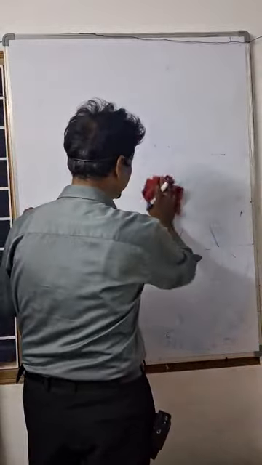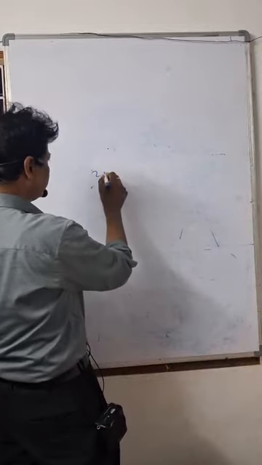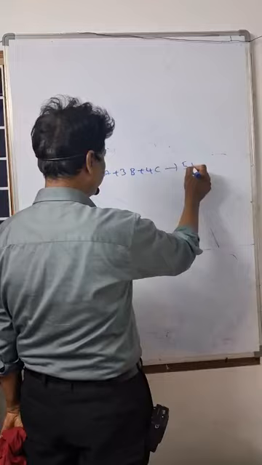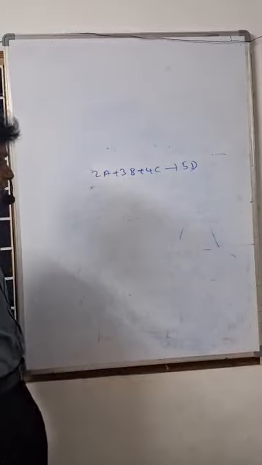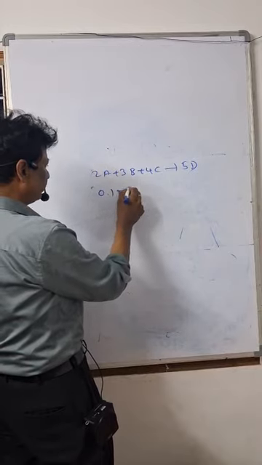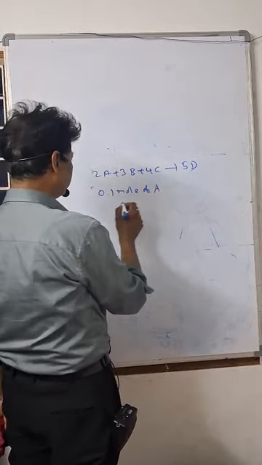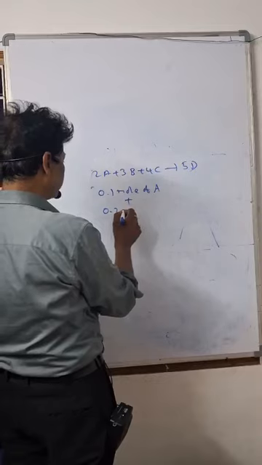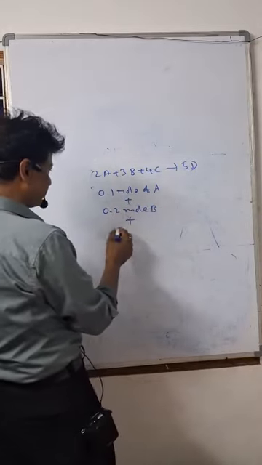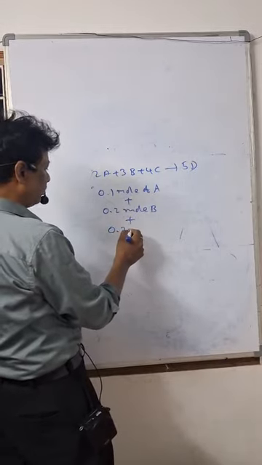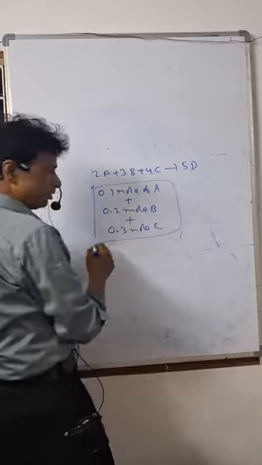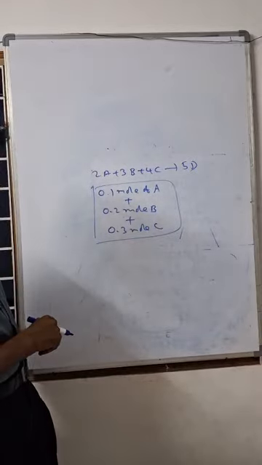I'll give one more thing. This is the equation, for example: 2A plus 3B plus 4C gives 5D. It is given 0.1 mole of A plus 0.2 moles of B. These three are mixed, with 0.3 moles of C. How to identify the limiting reagent?